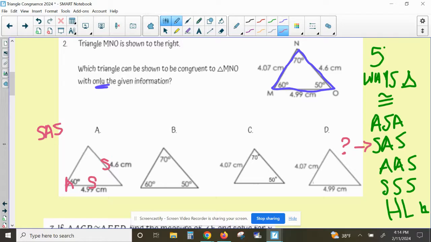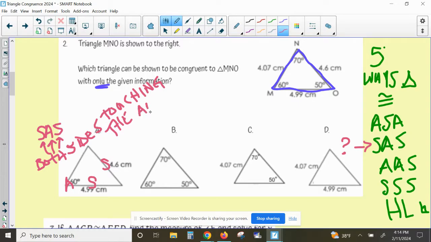Now remember the rule though, if you think it's side, angle, side, then that means, you see how both of these S's on the outside are touching that A. So you have to ask yourself, are both sides touching? I hope you're listening to me because this writing is horrendous. I don't have my stylus. So are both sides touching the angle? That's what you have to ask yourself. Are both sides touching the angle?